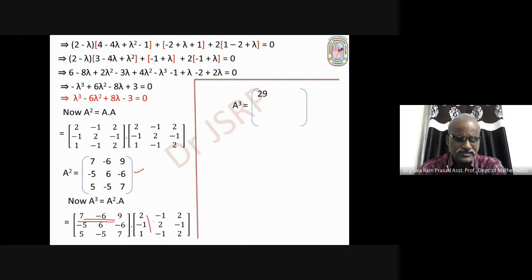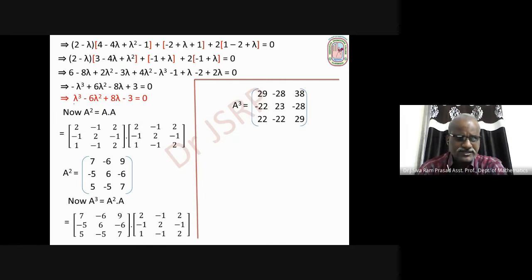Then first row into second column, you get minus 28. First row into third column, you get 38. Then second row into first column, minus 22. Second row into second column, 23. Second row into third column, minus 28. Next, similarly, third row into first column, that is 22. Then third row into second column, minus 22. Third row into third column, 29. So this is A cube, just a matrix multiplication calculation.